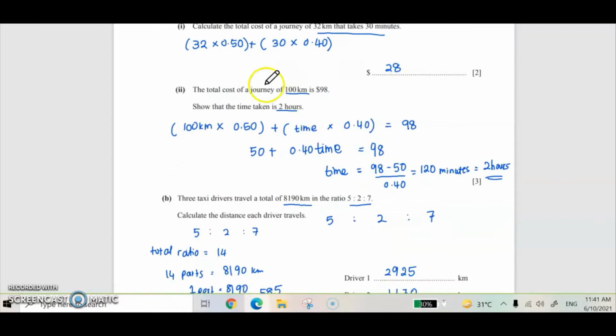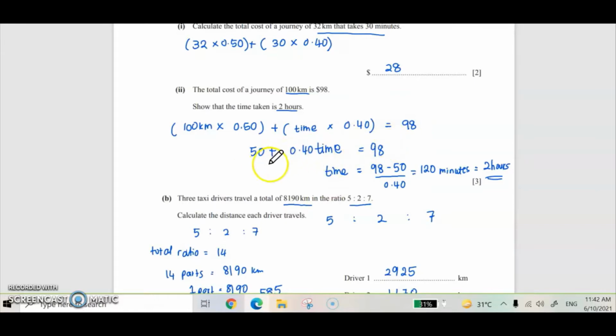For question number 2, okay, the total cost of a journey of 100 kilometers is $98. Show that the time taken is 2 hours. Okay, so kita nak tunjukkan kat sini how did we get 2 hours. So for this part, we know that the cost per kilometer is 50 cents. So we times this 100 kilometers plus the time that we want to show is equal to 2 hours. We times with 40 cents, we equate with 98.